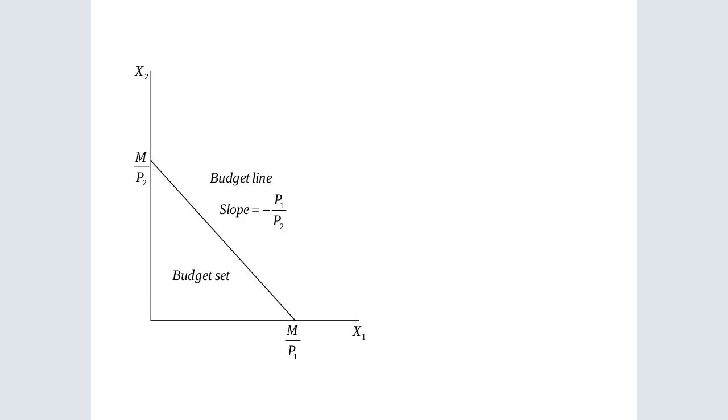So if you go back to that diagram, that is the line that is drawn. On the y-axis we have commodity 2, that is X2, and on the x-axis we have commodity 1. If you interchange them, so X1 goes to the y-axis and X2 goes to the x-axis, the slope will also change to P2 over P1. So it depends on where X1 is and where X2 is, the two bundles.